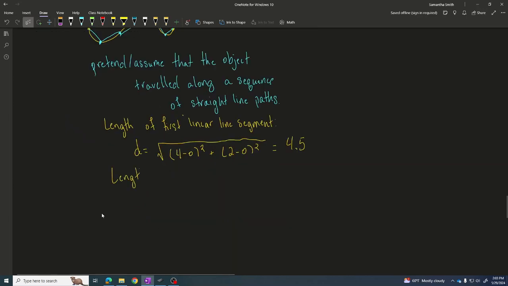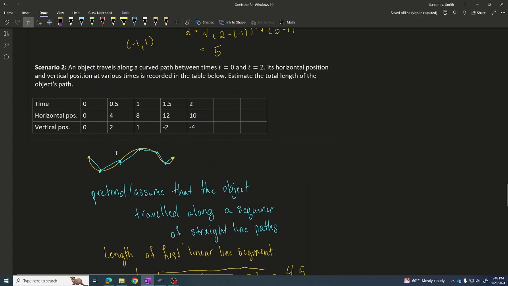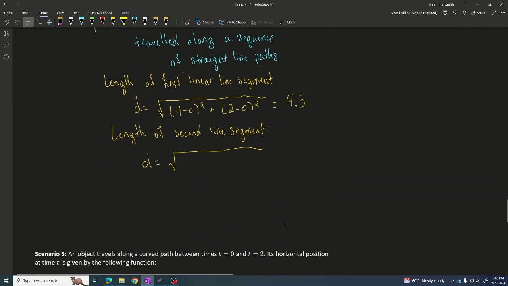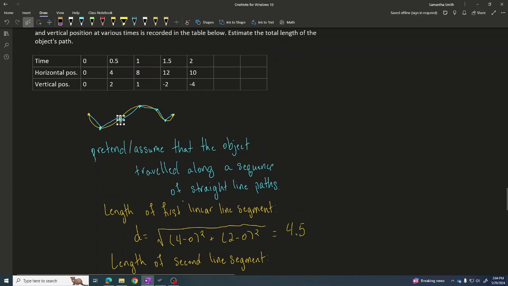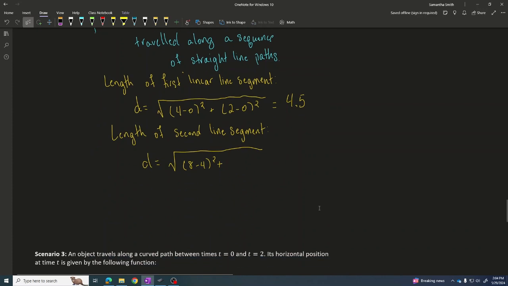The length of the second line segment could also be found using the distance formula. I'm told that the horizontal coordinates of the left and right sides of the second line segment are 4 and 8, so I could plug 4 and 8 into the distance formula. And the vertical coordinates of the left and right endpoints are 2 and 1, so I could plug 2 and 1 into the distance formula. As a decimal, this distance is approximately equal to 4.1.